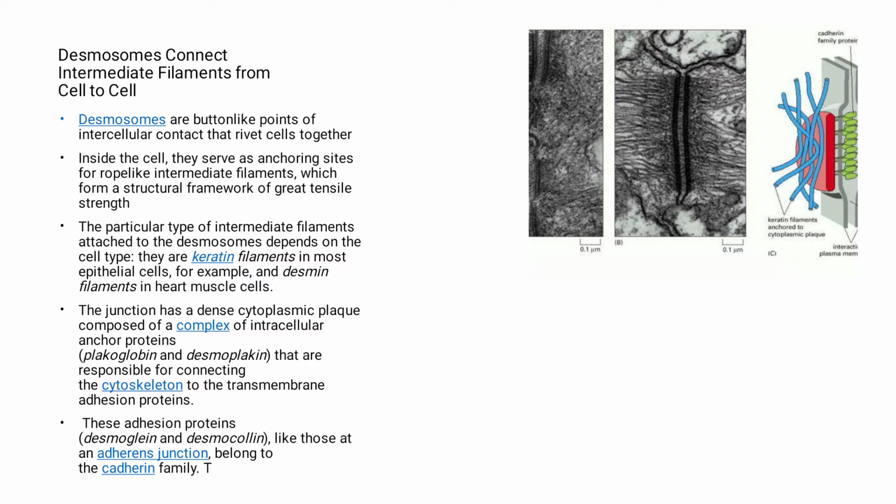In this figure, in letter A, we have an electron micrograph of three desmosomes between two epithelial cells in the intestine of a rat. The electron micrograph in letter B shows a single desmosome between two epidermal cells in a developing embryo, showing clearly the attachment of intermediate filaments. And letter C shows the structural components of a desmosome.